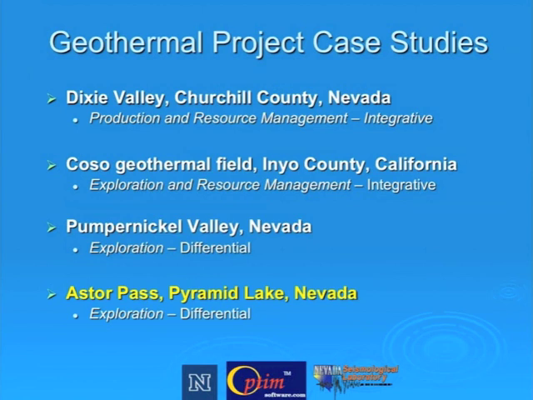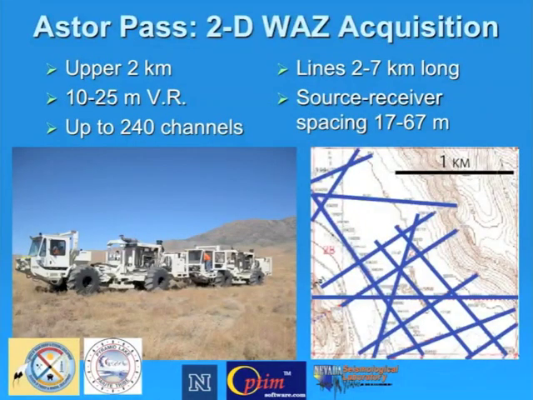So now for a final example, let's look at my most recent work on the Pyramid Lake Paiute Reservation, off the north end of Pyramid Lake itself, at a place called Astor Pass, which is kind of between Pyramid Lake and the Honey Lake Valley. And this is a piece of exploration using differential techniques. We did again our own specially designed network of 16 two-dimensional lines. So I call that 2D wide azimuth, 2D WAS.